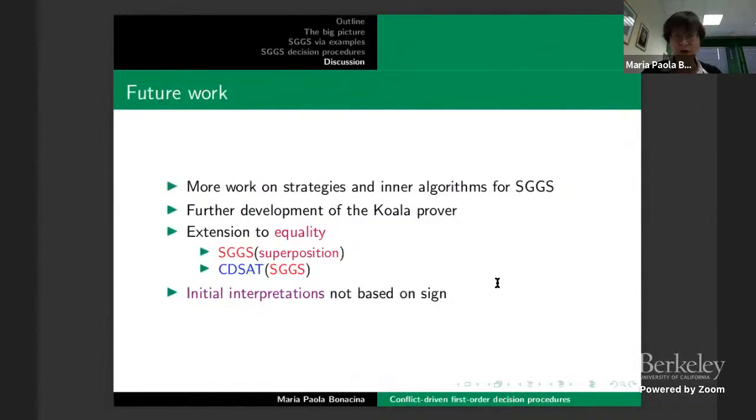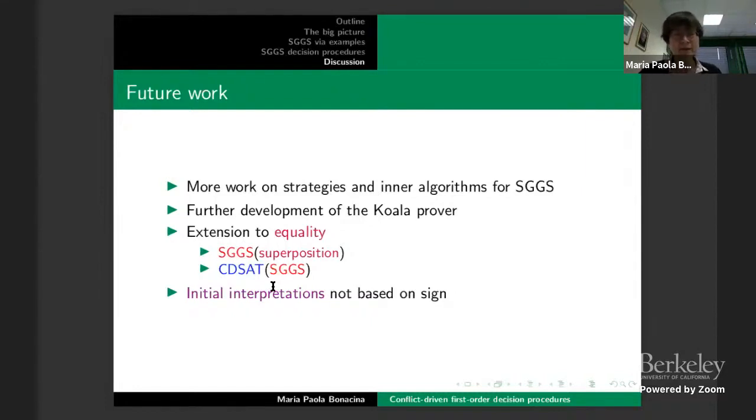Now, for future work, we are interested in developing the Koala prover with more work on strategies and the basic algorithm inside the prototype. And of course, we are interested in extension to equality, which may come either by embedding superposition in SDGs, hopefully in a conflict-driven way as much as possible, although equality does not lend itself very well to conflict-driven reasoning in general, so there will have to be some compromise.